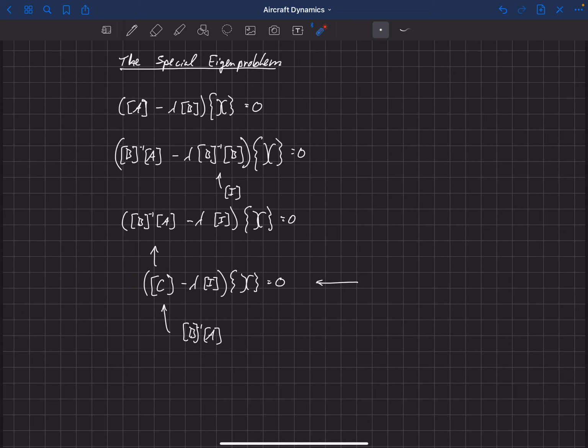This is called the special eigenproblem. If the second matrix is the identity matrix, then this is called the special eigenproblem. A lot of solvers may not require that, but that's usually, I would say, a default in those solvers.